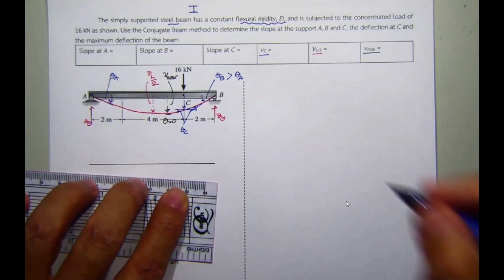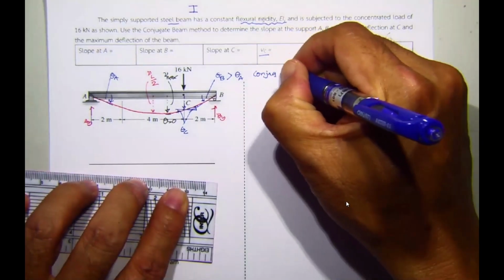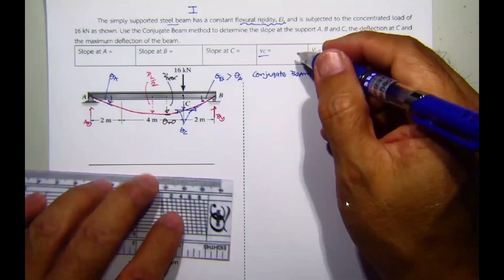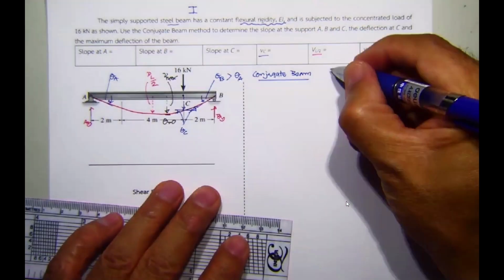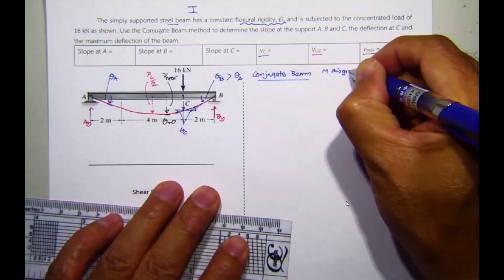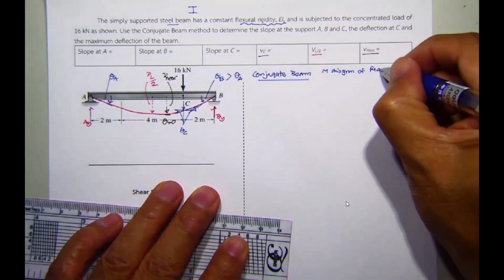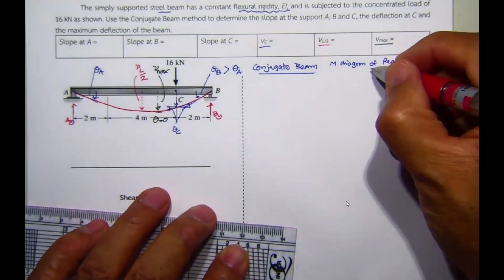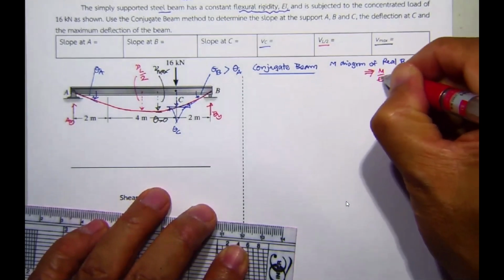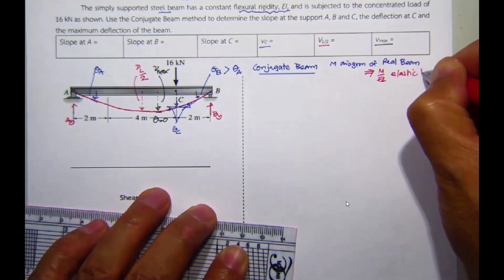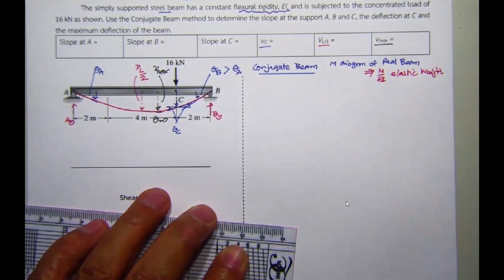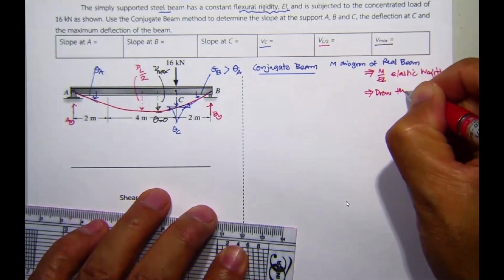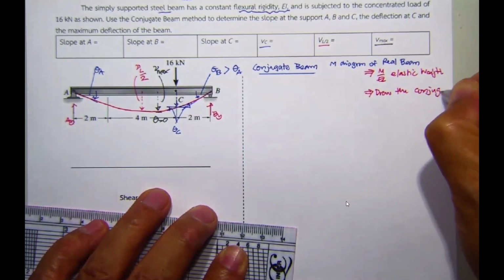Okay. Now, coming to the concept of the conjugate beam. For the very first step, you have to accept the first theorem. You have to draw the moment diagram of the real beam. And then you should convert this moment diagram into the M over EI, which is going to be the elastic weight. And following this, that is not enough. Actually, I didn't put it yet. You have to draw the conjugate beam.